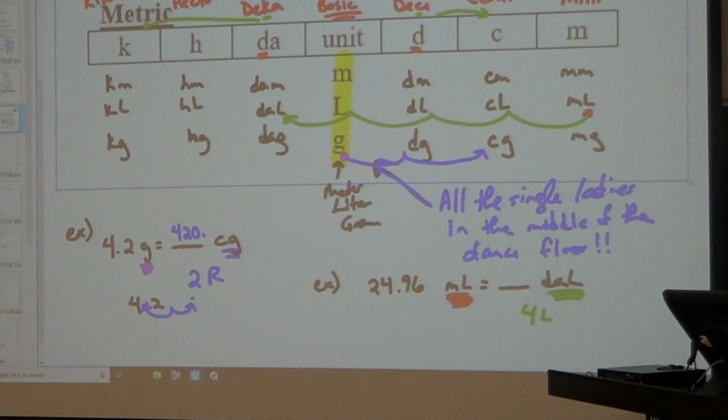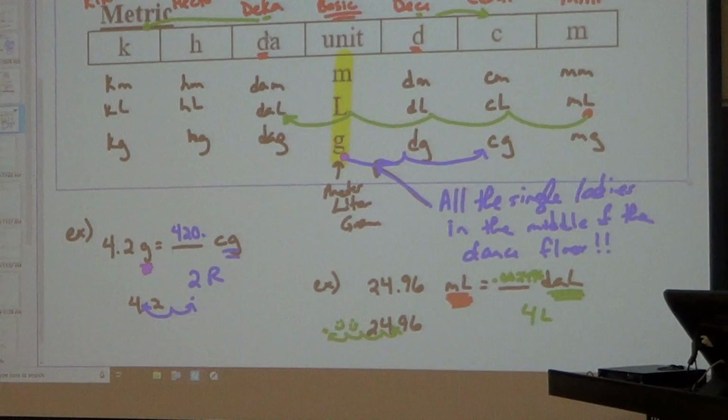So I pick up my decimal and I move it 4 jumps to the left. So 1, 2, 3, 4. So my decimal's no longer there, it is now there. And anywhere that I did not have numbers, I put zeros in. So my answer is going to be 0.002496.